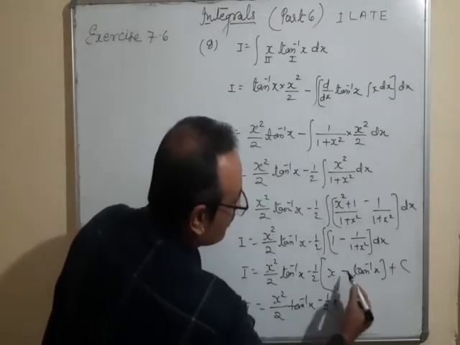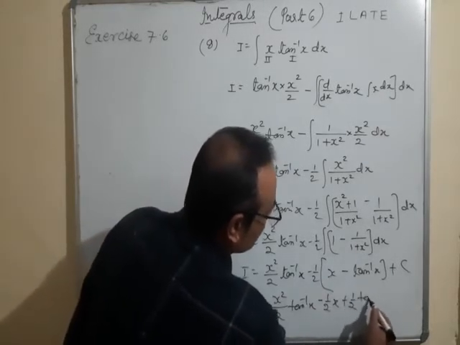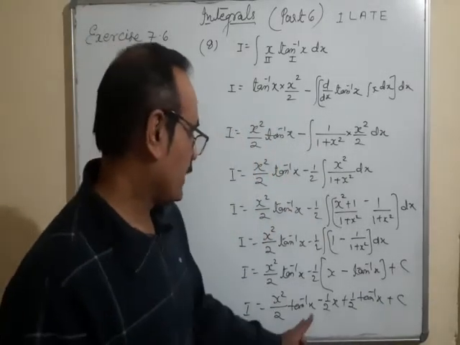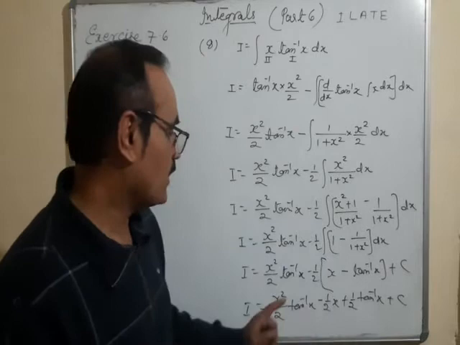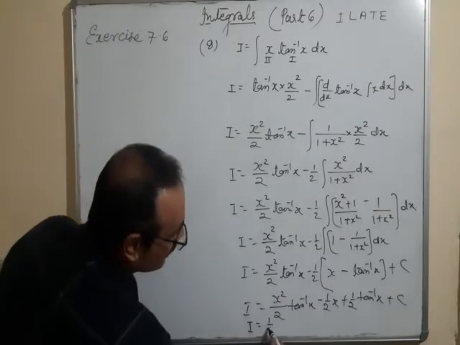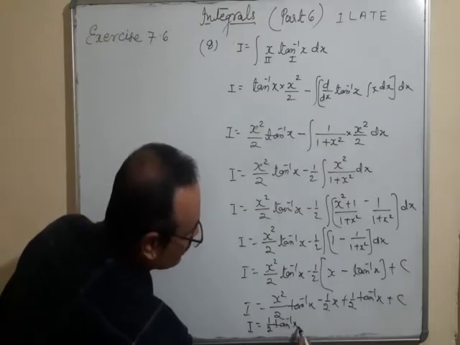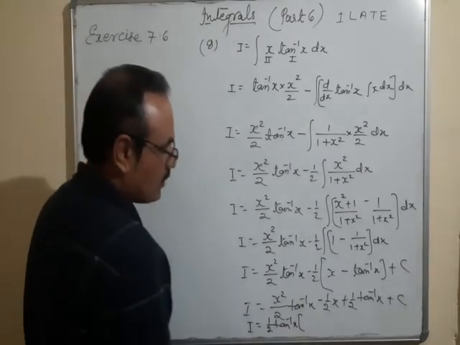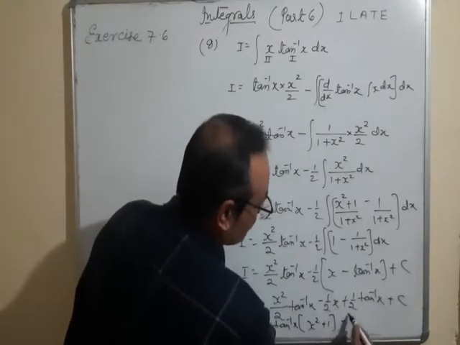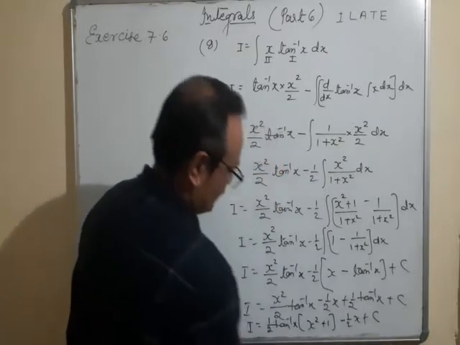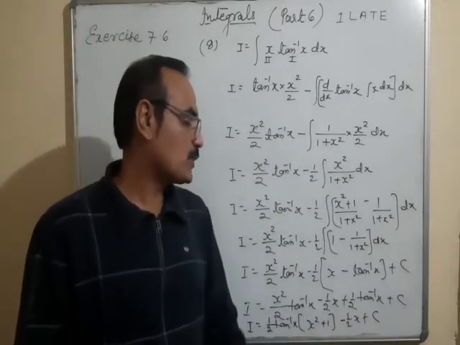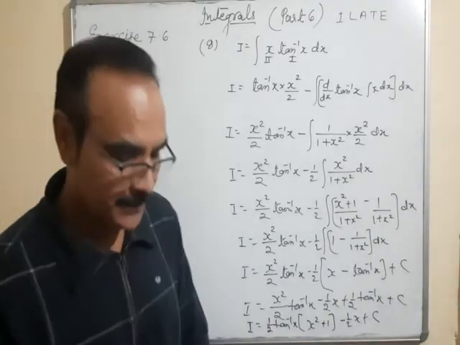So the final answer is I is equal to x square upon 2 tan inverse x minus 1 upon 2 x plus 1 upon 2 tan inverse x plus c. Okay, you can take common from here tan inverse x and 1 upon 2. So I is equal to 1 upon 2 tan inverse x common, x square plus 1, minus 1 upon 2 x plus c. So the final answer is 1 upon 2 tan inverse x times x square plus 1, minus 1 upon 2 x, plus c.